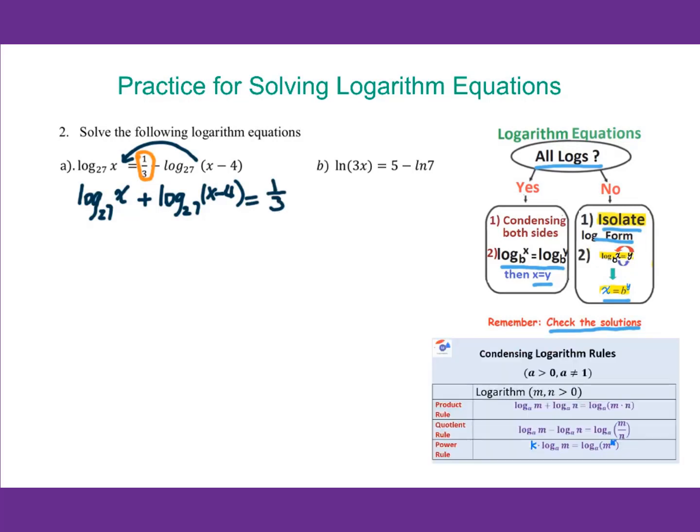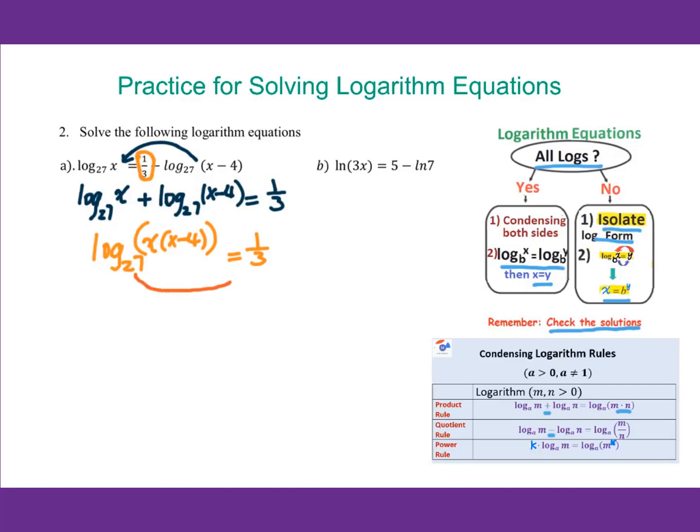For condensing the log, this is the rule. Addition of log, you multiply the argument. For subtraction of log, you divide the argument. Therefore, we got to do multiplication: x times (x minus 4) equals 1/3.